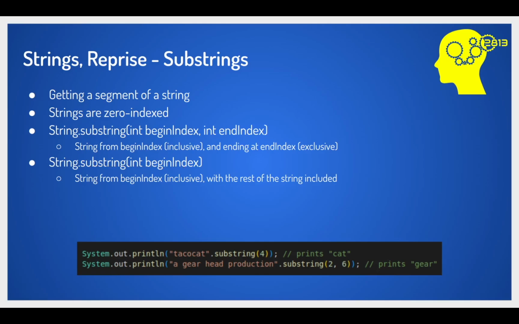So for example, for the word taco cat, if you use substring 4, that means that it will go from index 4, which is C over here, all the way to the end, which is T, so cat. And then if you use substring 2 to 6 with this whole string, then it's going to go from 2, which is G, to 6, which is 2, 3, 4, 5, 6. So it'll actually exclude the space and just do gear.